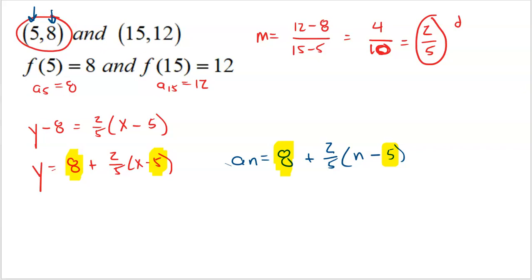The only difference is we're not using x's and y's, but I guess you could, right? It's just inputs and outputs. 5's my input, 8's my output. It's no different whether you want to call it the fifth value is 8 or plug in 5 and get 8. It's all the same thing. All right, hopefully you learned a lot about arithmetic sequences and how to create a formula for an arithmetic sequence.